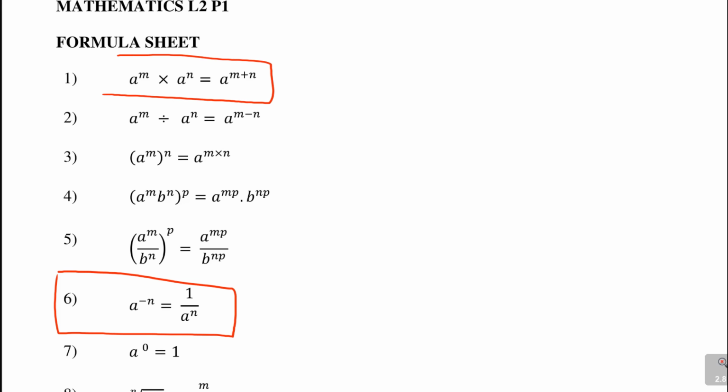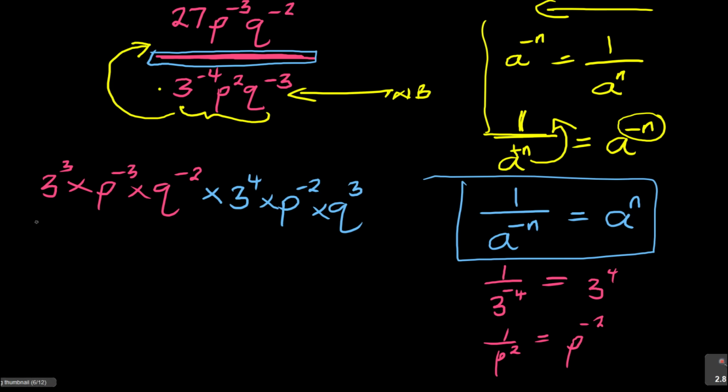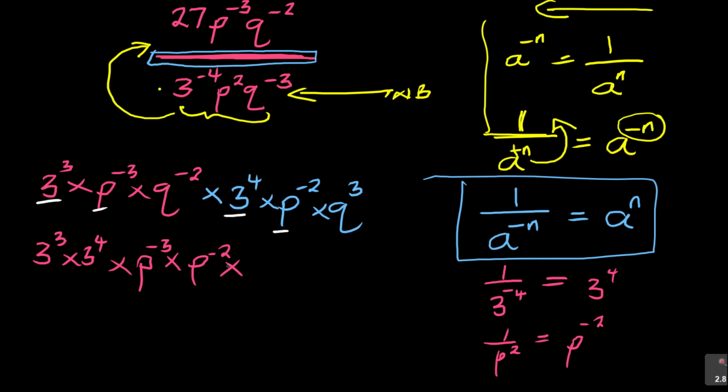This is where we are now. When we multiply, same base, what do you do? You look at those that are the same, you add them up. So here you also collect like terms. Look at the first ones. There it is. You look at 3 and 3. You bring them together. So you have 3 to the power of 3 times 3 to the power of 4 times p to the power of negative 3. Where is another p? There is another p. Then times p to the power negative 2 times q to the power negative 2. There is the q. Where is the other one? There it is. Times q to the power of 3.